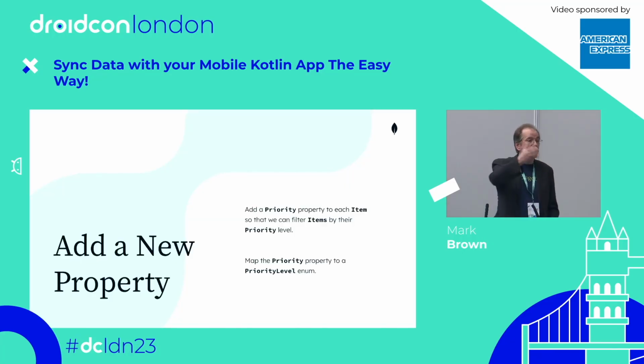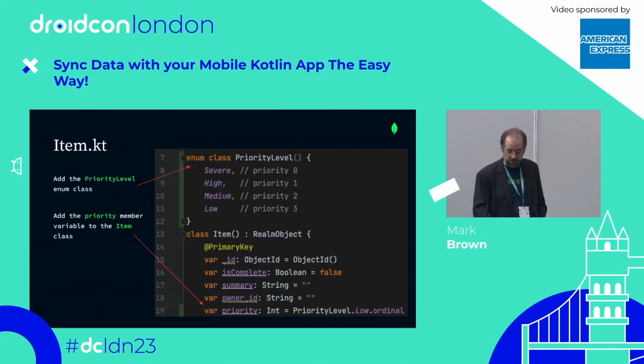So, okay, you've got an assignment now. You've got to add a priority field to your item object. Those values get defined in a property level enum. You say, okay, I've got to go add this to my object. What does that look like? Okay, well, let's walk through the code.